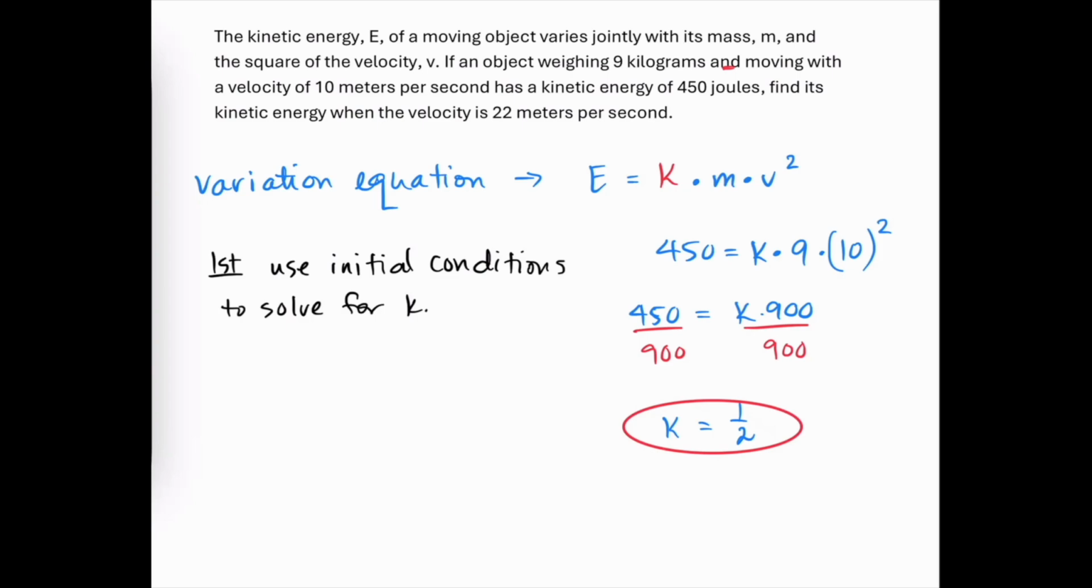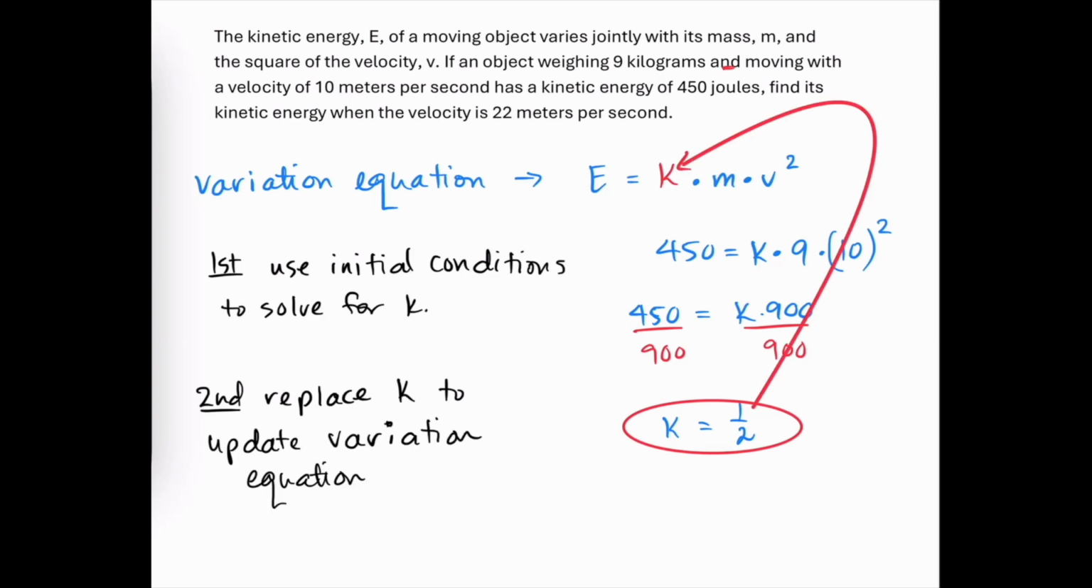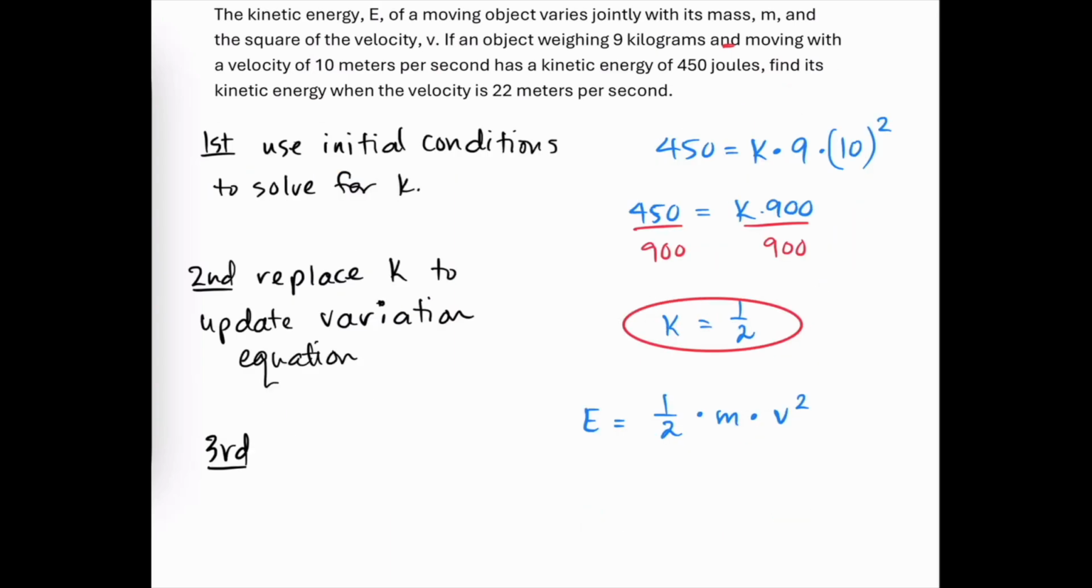So now that we've found the value of k, we're going to replace the k in the template equation in order to update the variation equation. So 1/2 gets plugged in for k up here, and our updated variation equation becomes 1/2 multiplied by the mass multiplied by the velocity squared. Now we'll use the updated variation equation to answer any remaining questions.